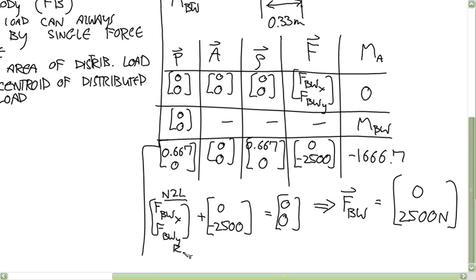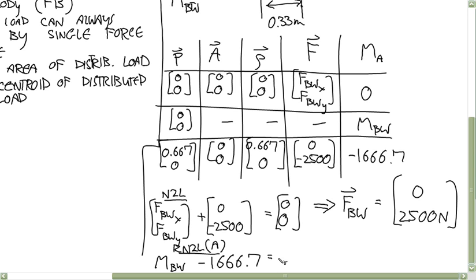And the rotational equation says the moment on the body by the wall minus 1666.7 is equal to 0. So the couple applied by the wall is equal to 1666.7 newtons times meters.